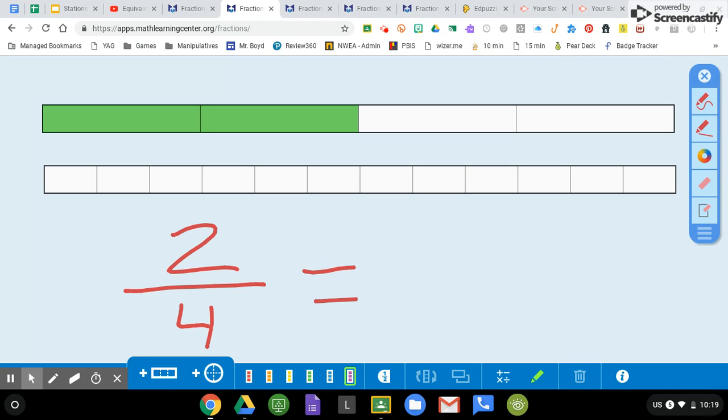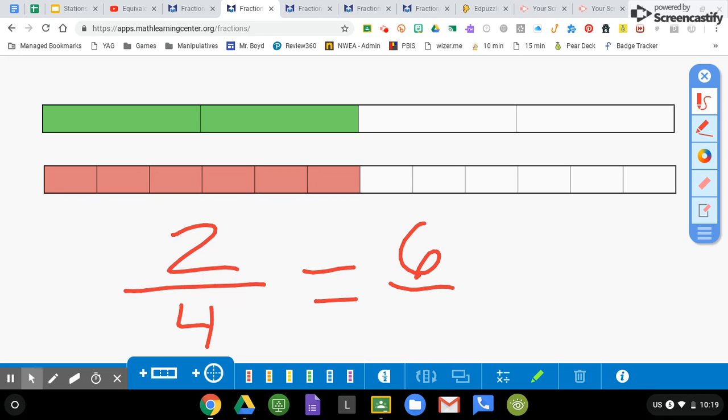Alright now, I ask you, how many pieces do I need to shade in on my bottom fraction in order to equal the 2/4 that I have on top shaded in green? Alright, let's count them up and see. I have 1, 2, 3, 4, 5, 6 pieces shaded in red in order to have the same amount that I have shaded in green above. That means my numerator is going to be 6.